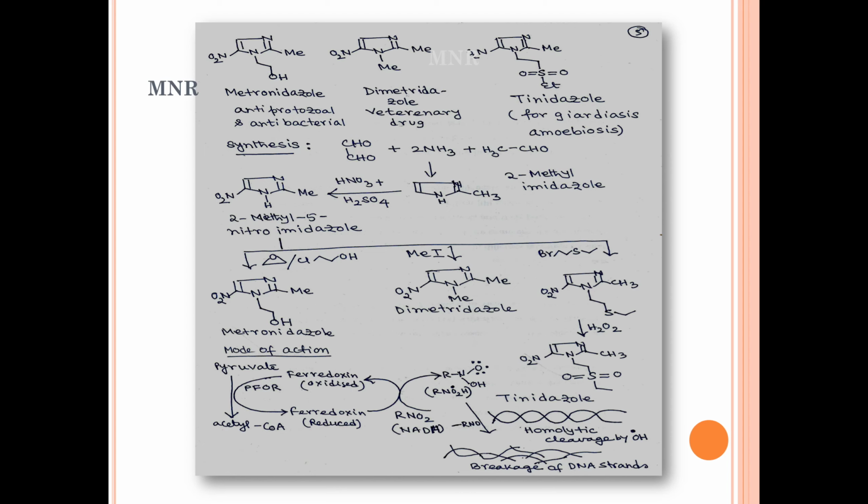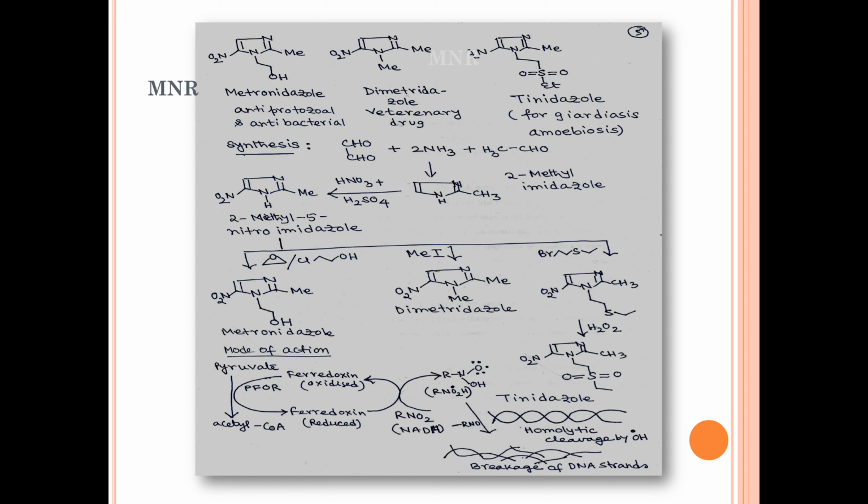There are three molecules in your syllabus: metronidazole, dimetridazole, and tinidazole. These are all azoles. A five-membered ring is there, and in that ring there are two nitrogens at the 1,3 relationship. One nitro group is adjacent to the nitrogen NH, and on the opposite side of the nitro there is one methyl group, and the only difference is some chain present on the nitrogen.